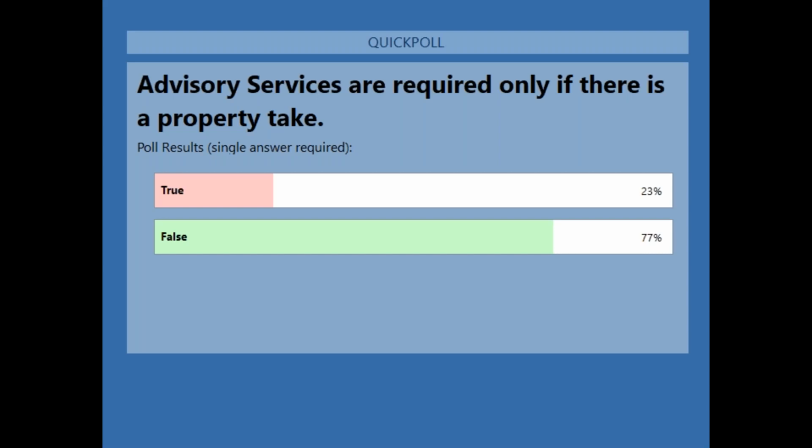Very good. The answer is false, because as you will remember on the one slide, there could be a business that you're only affecting maybe a little parking. There is no relocation assistance needed. However, they may still have questions. So your assistance in answering their questions, providing construction plans, whatever they may need, that is advisory services. So we're ready for question number 2.